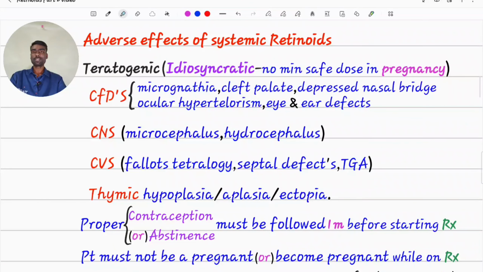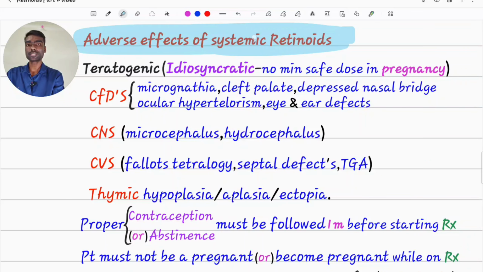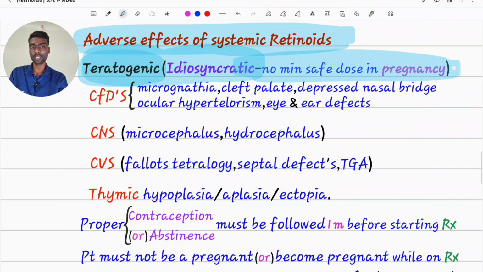Coming to adverse effects of systemic retinoids, everyone must know these adverse effects, mainly the teratogenic effect, which is idiosyncratic. Except this teratogenic side effect, rest of all the side effects are dose related. So that means if we stop the drug, the rest of the side effects will come to normal. But this teratogenicity is idiosyncratic. That means there is no minimal safe dose in pregnancy. Even just a single tablet may cause teratogenicity.